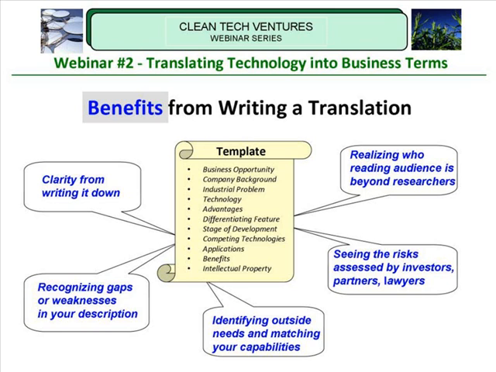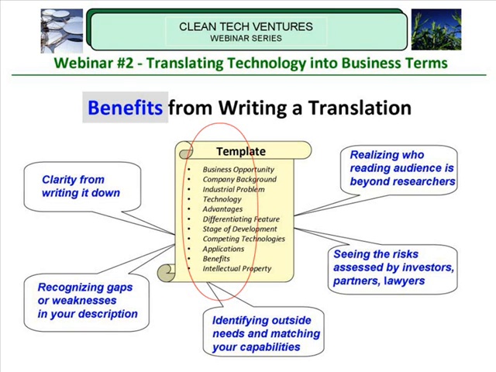The benefits for writing down the translation are experienced by the folks who own the technology and own the company. The template in the center of this page we'll address on later slides. But Jo Marie is so strong-willed about these particular benefits. I'd like to ask her to address them in a little detail.